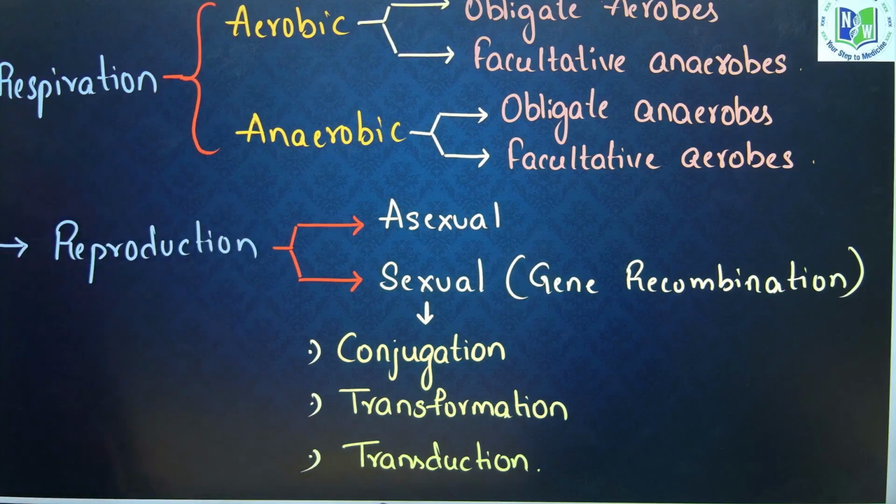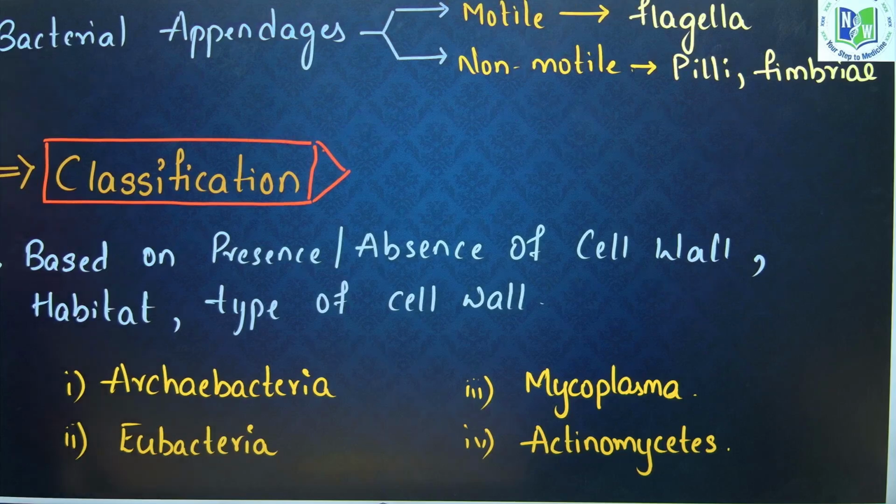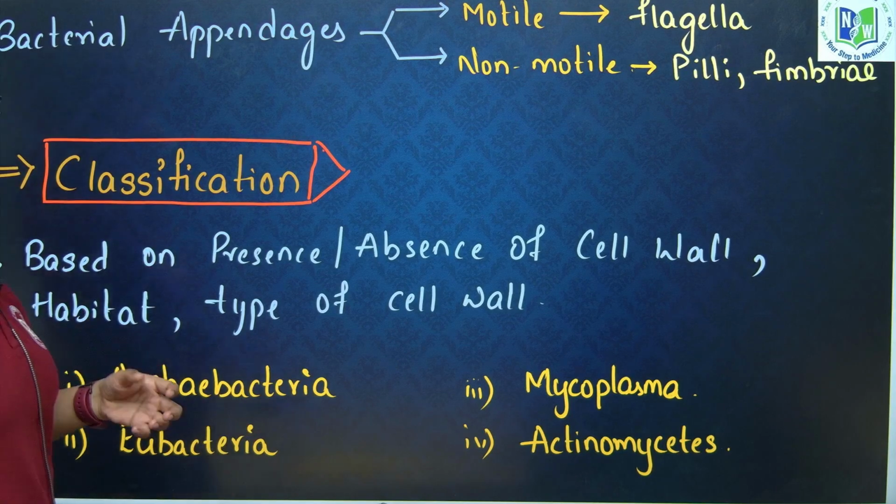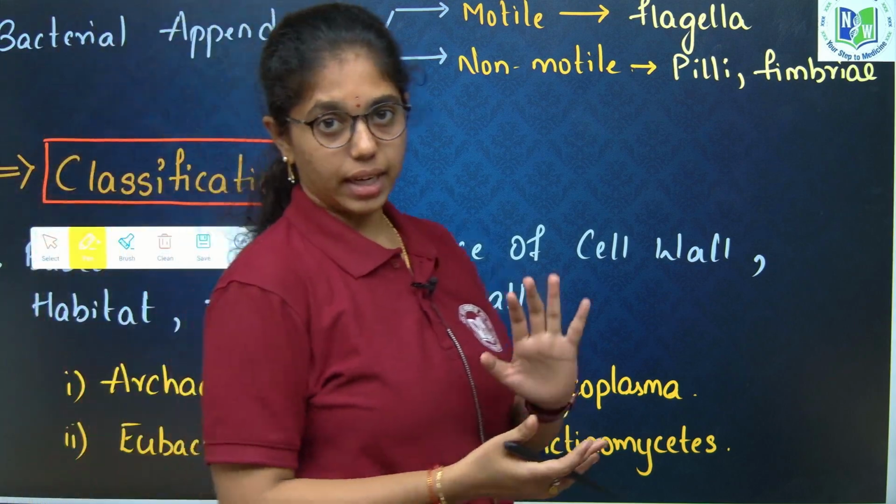Next, if you see bacterial appendages. Over the cell surface, two types of appendages will arise from a bacterial cell.